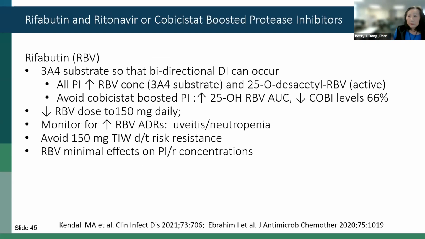So when we use rifabutin with either ritonavir or cobicistat boosted PIs, we have a number of drug interactions that are critical to consider. Rifabutin is a 3A4 substrate, so bidirectional drug interactions can occur. All PIs increase rifabutin concentrations and its active metabolite, so you can have a higher risk of rifabutin adverse effects such as uveitis or neutropenia. Previously, they had tried to reduce rifabutin to 3 times a week, but found a higher risk of rifabutin resistance, and this dosing regimen is no longer recommended. And there were minimal effects of rifabutin on PI concentrations except for cobicistat.